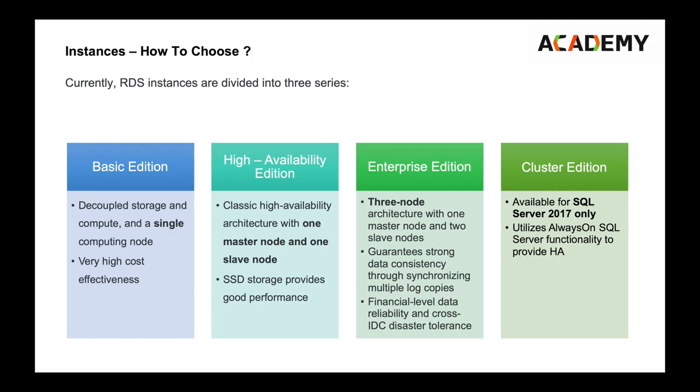The high availability edition is a classic HA architecture with 1 master node and 1 slave node, with SSD storage providing better performance. The HA edition is what we recommend for most production applications. And then there's the Enterprise Edition. This has 1 master node and 2 slave nodes. It's a 3-node system. This offers our highest reliability and availability guarantee, and it offers strong data consistency by synchronizing logs between these 3 database instances. This is something you would use for financial level or super critical production applications.